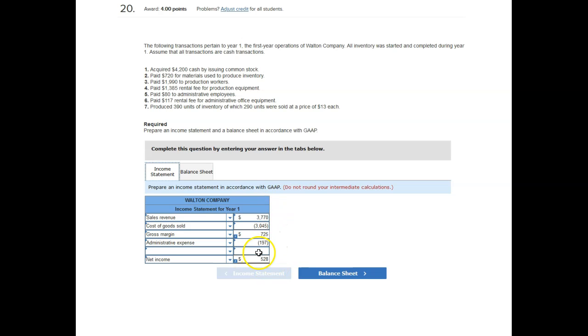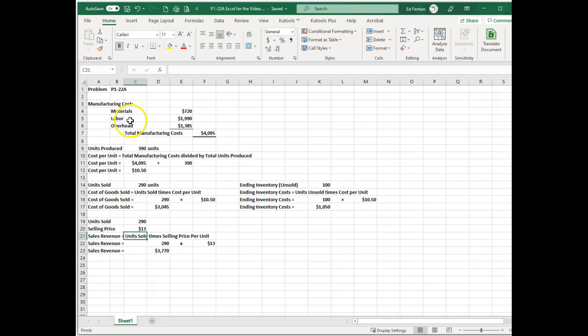Now your numbers will be different. Everything else, all the wording will be the same, but your numbers will be different. Let me review this one more time for the income statement information. We had to come in here and add materials, labor, and overhead to get the total. You use total manufacturing cost and divide that by total units produced to get the per unit cost. This is our cost per unit. So it cost us $10.50, and look, we're selling it for $13 each. So we're selling it for more than it cost us.